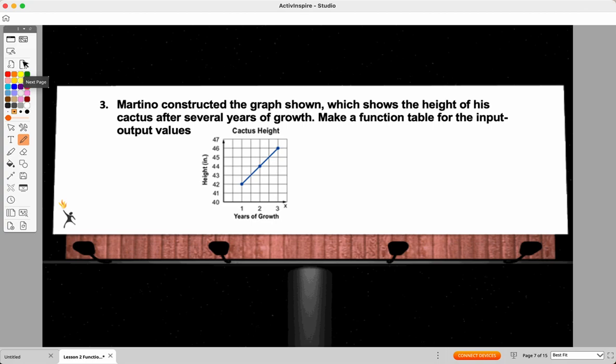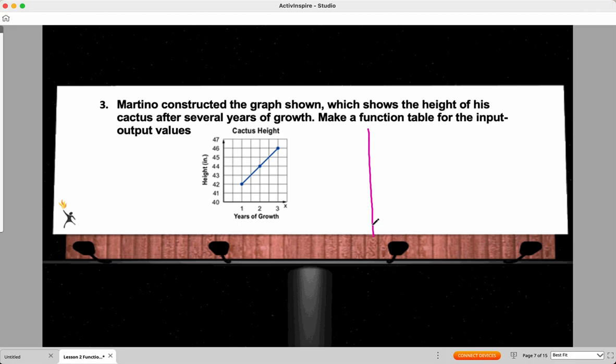Well, now that I can create this, one of the things I can do is work my way around it. Martino constructed a graph shown. He shows the height of his cactus after several years of growth. Make a function table for the input-output tables. So we can do that as we take a look at it, okay?